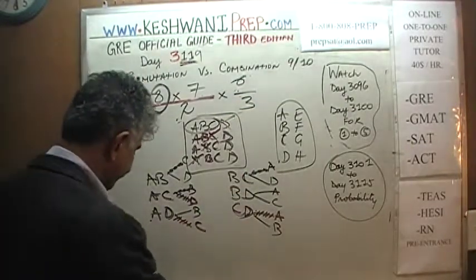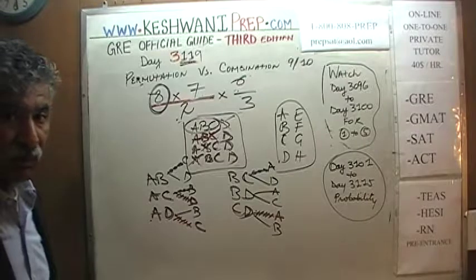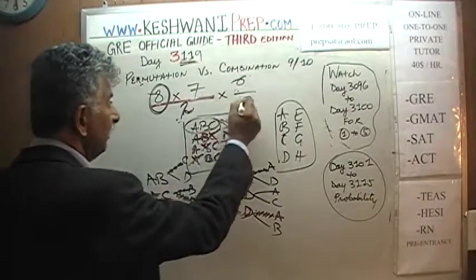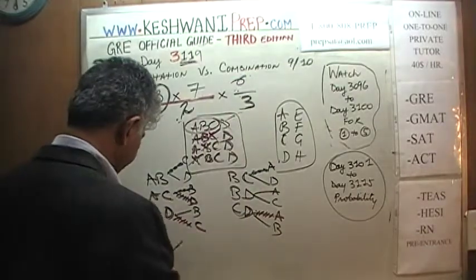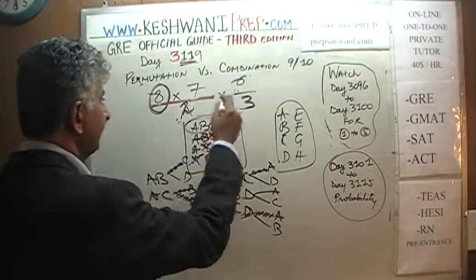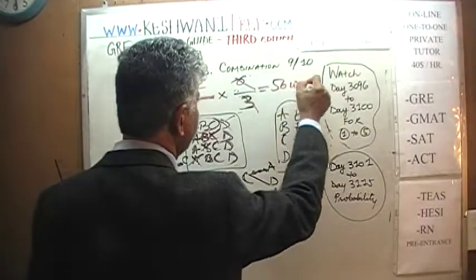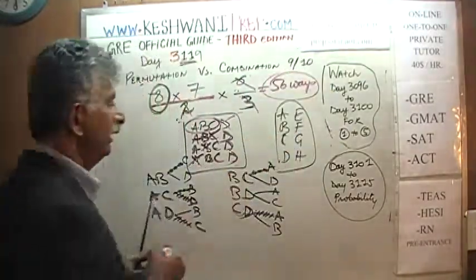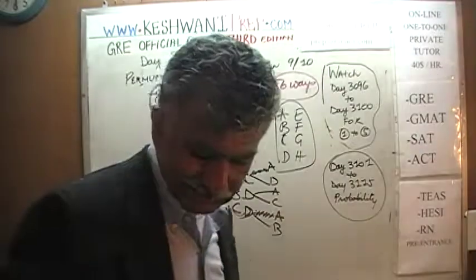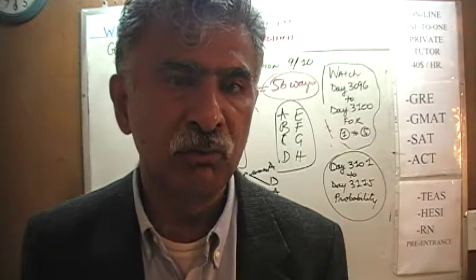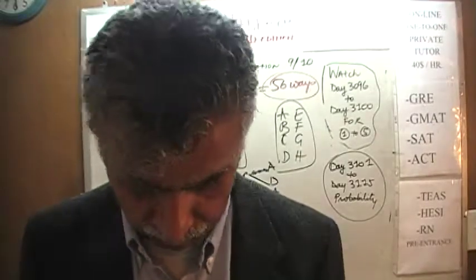We are done. That's it. So how many different ways can we pick a group of three people out of eight? Well, this two times three is six. That six cancels out with that six. And the answer simply is there are 56 different ways of picking three people out of eight. There are 56 ways of making a group of three people out of eight, which is what the question was asking.